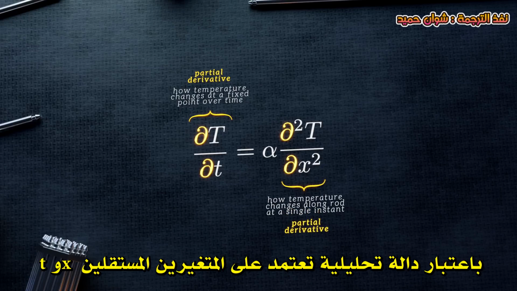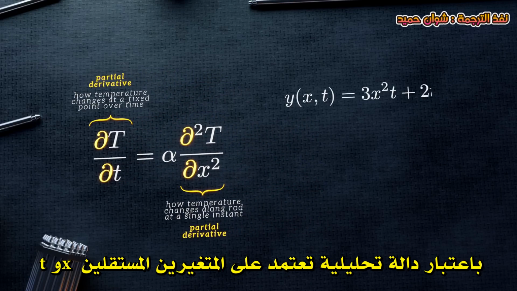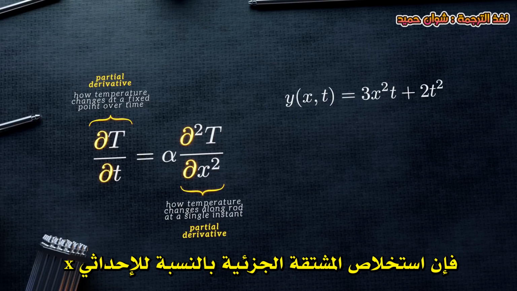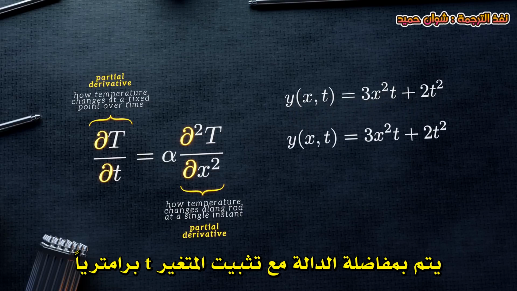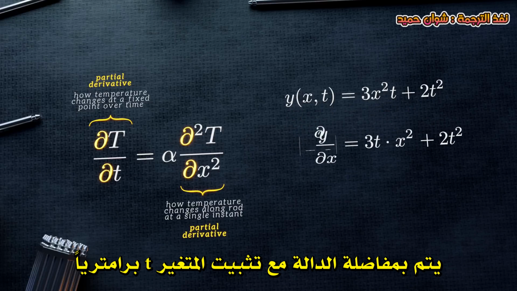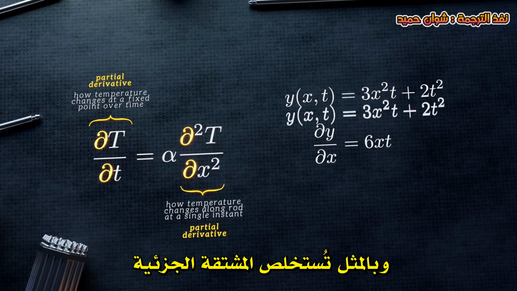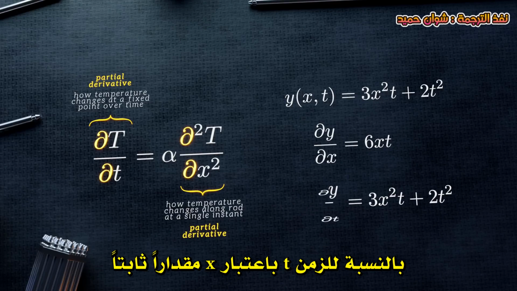Take a simple function that depends on variables x and t. To take the partial derivative with respect to x, we differentiate by considering t to be a constant. And to take the partial derivative with respect to t, we consider x to be a constant.